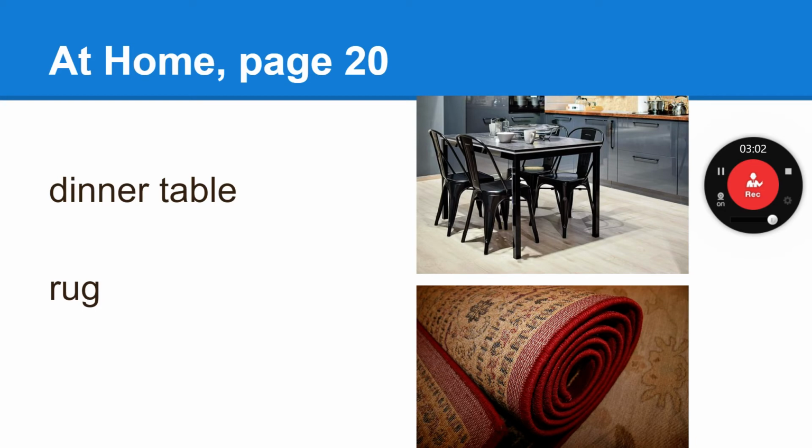Towel rack. A towel rack is something that you use to hang your towels on in the bathroom or the shower. Toilet. You sit on the toilet when you use the bathroom. Bathtub. In Korea, you don't have bathtubs that often. You sit or lay in them when you take a bath.